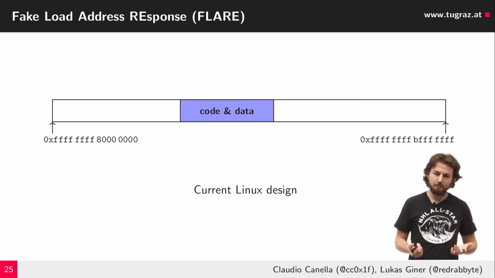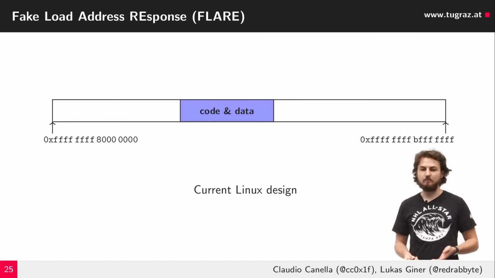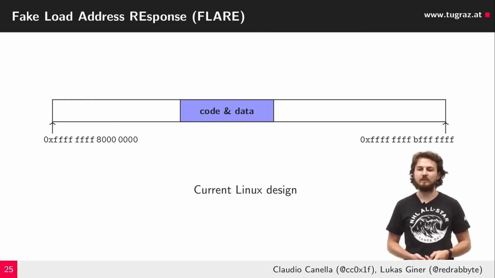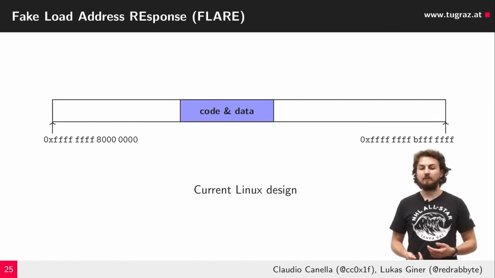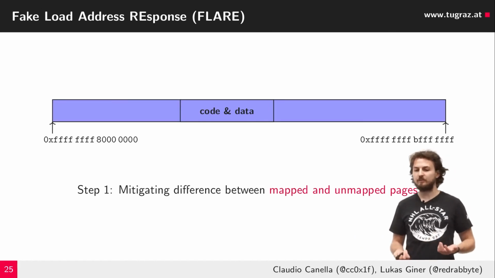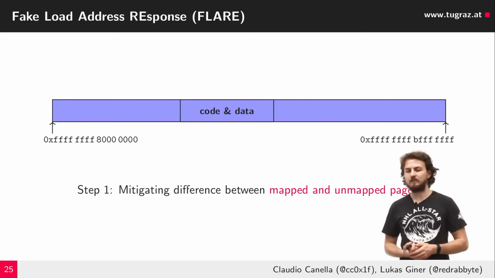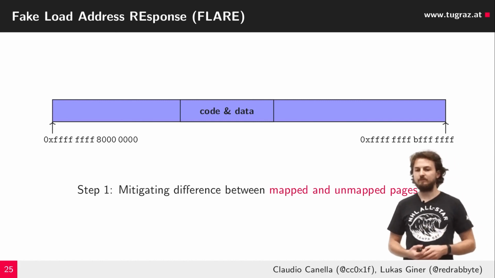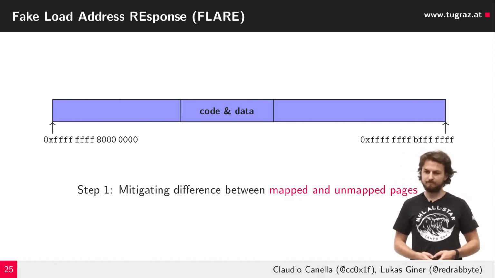So our proposal was called FLARE, Fake Load Address Response. And if you take a look at this, we can see here the current Linux design where code and data is simply in one block, data follows the code section. They use different sizes for the memory pages. And in our first step, we simply mitigate the difference between mapped and unmapped pages by filling the whole address space, so all possible offsets, with pages. And all of them are the same page. So also code and data now use the same size for the memory pages.